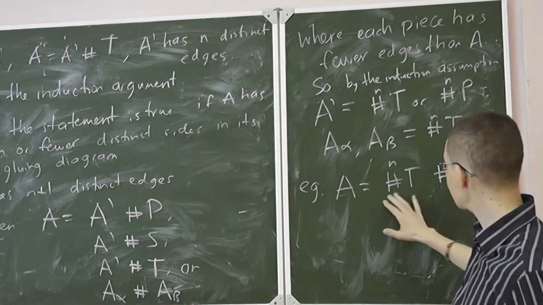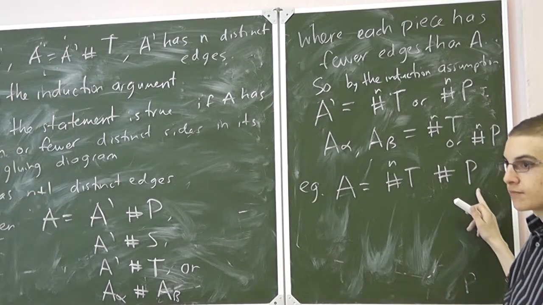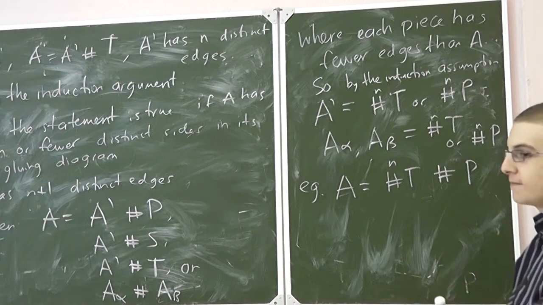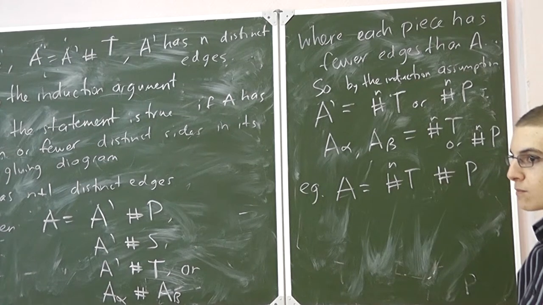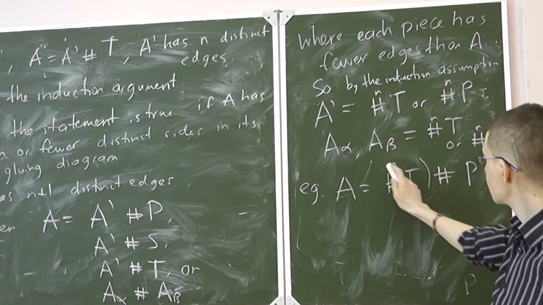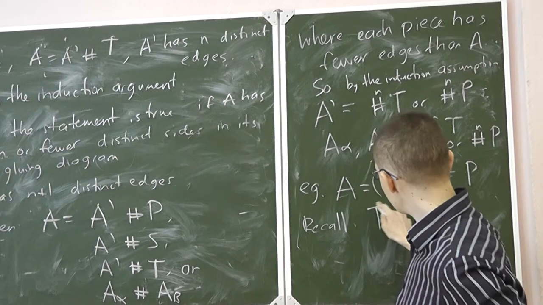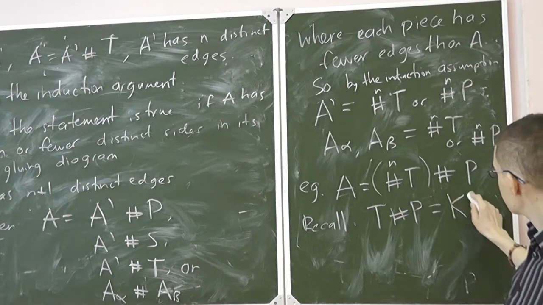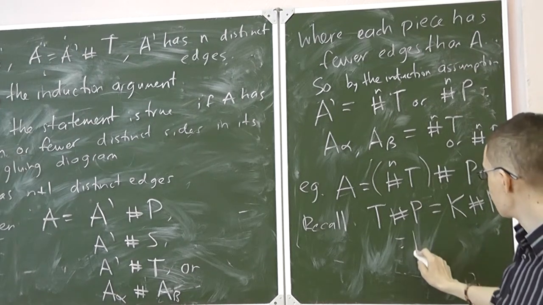Then what do we want? We want to show it's a connect sum of tori or projective planes. What happens now? Well, torus hash projective plane is the same as three projective planes, because torus hash projective plane is the same as Klein bottle hash projective plane, and a Klein bottle is a connect sum of two projective planes. So now recall, this is something we showed: the torus connect sum the projective plane is the same as a Klein bottle connect sum the projective plane. And a Klein bottle is the same as two projective planes.